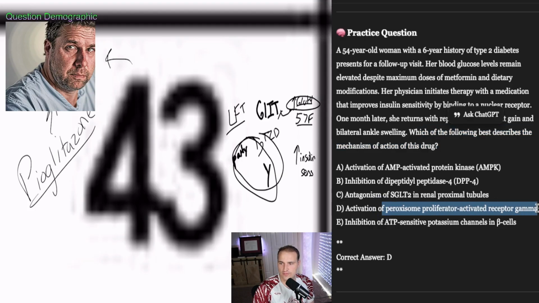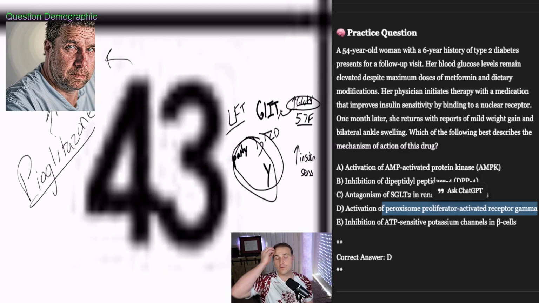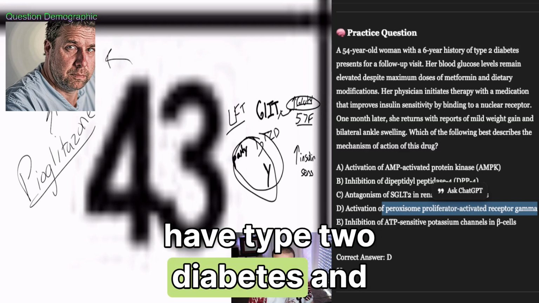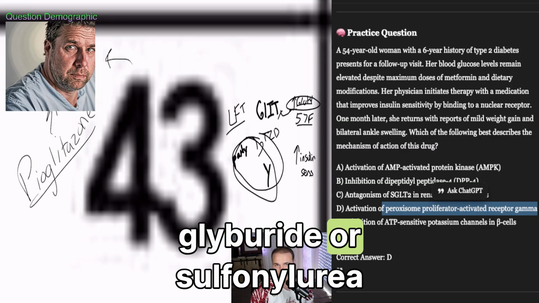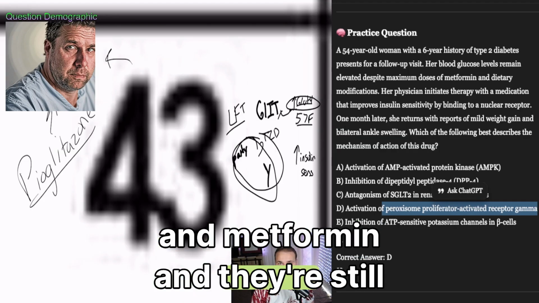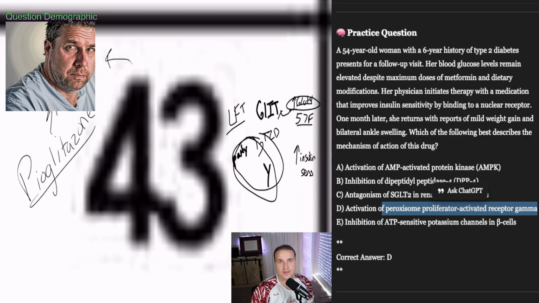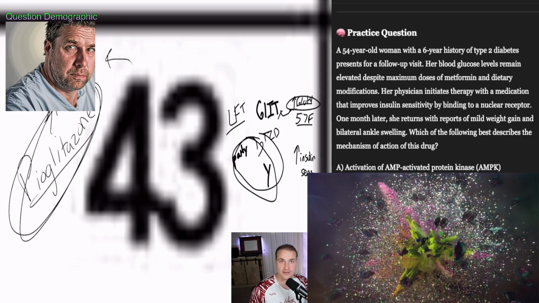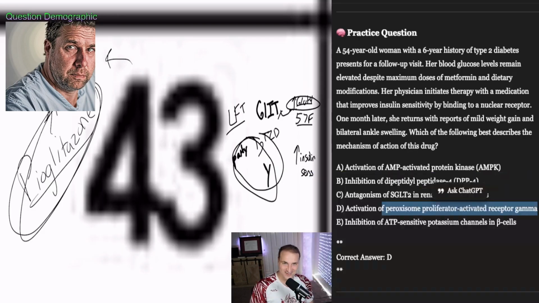Peroxisome proliferator-activated receptor gamma. I have a video on all these drugs, but the way you'll see this on test day is somebody's going to have type 2 diabetes. They're going to be on glyburide or a sulfonylurea and metformin, and they're still not going to go anywhere with it. The next step after you've tried a sulfonylurea or metformin is pioglitazone. The mechanism there is very clear: you need glitter to go to the party. That's how I remember it. So glitazone to go to the party.